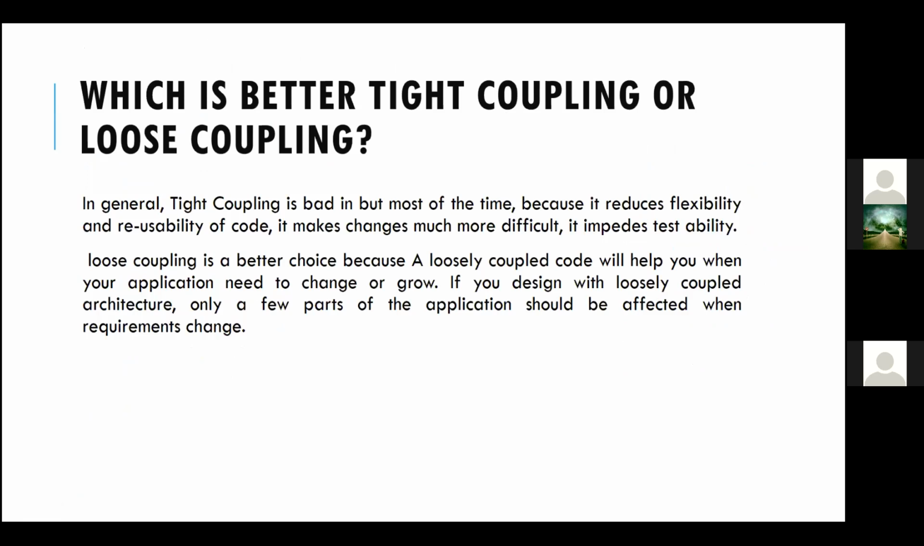So which is better, tight coupling or loose coupling? In general, tight coupling is bad most of the time, because it reduces flexibility and reusability of code. It makes changes much more difficult. It impedes testability. Loose coupling is a better choice because a loosely coupled code will help you when your application needs to change or grow. If you design with a loosely coupled architecture, only a few parts of the application should be affected when requirements change.